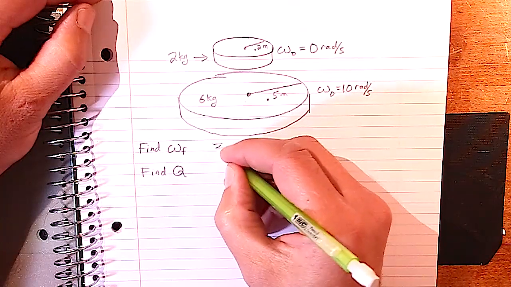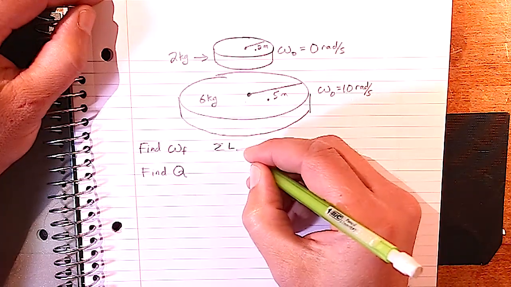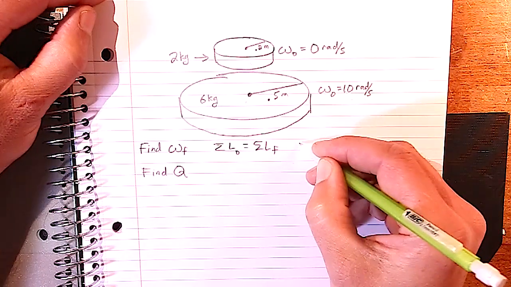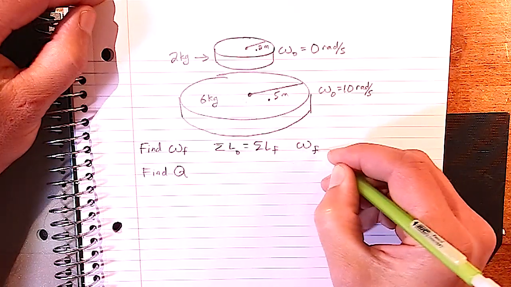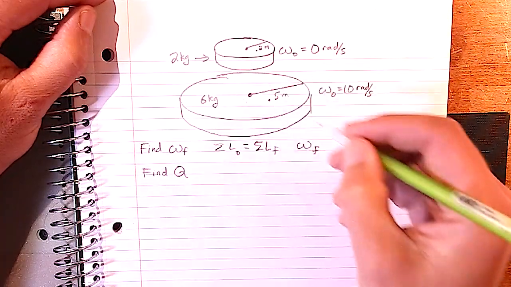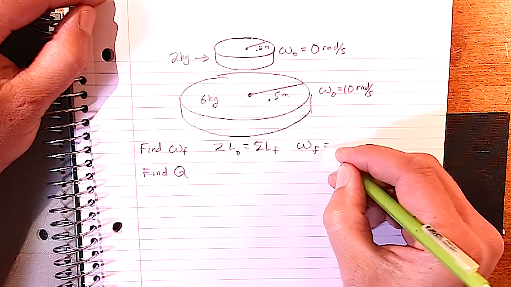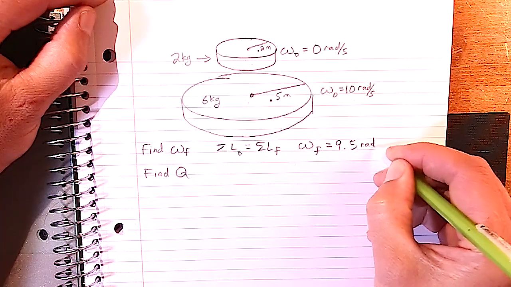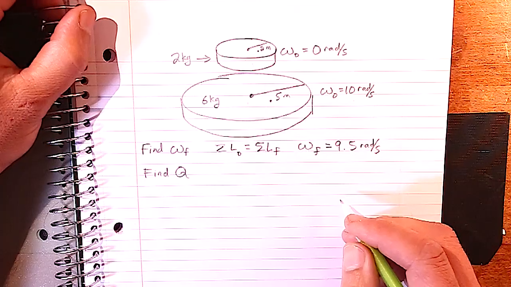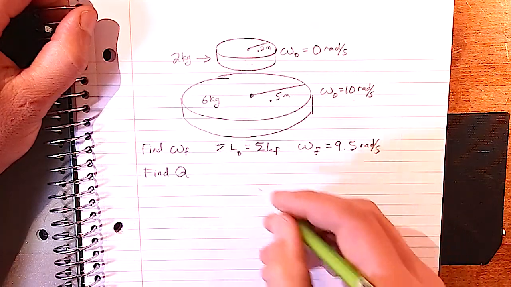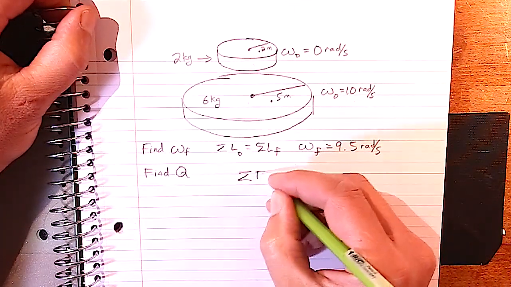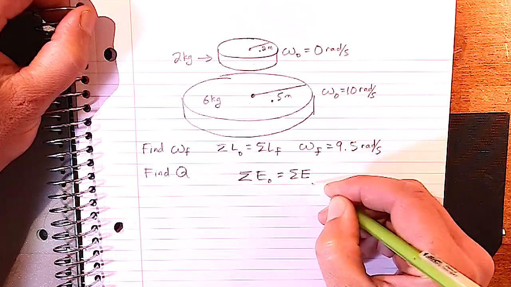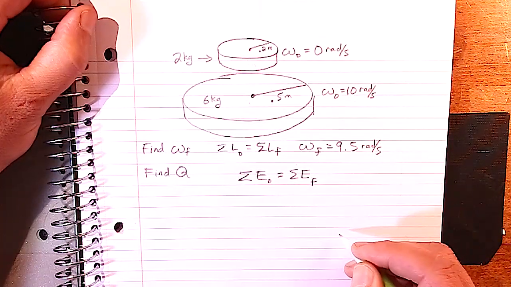But the way it worked was we did it with sum of the angular momentum initial equals sum of the angular momentum final, and we found that the omega final, and this is of the system, of the two disks once they're moving at the same angular velocity, came out to 9.5 radians per second. So how do we figure out how much heat was lost? Well, we're going to do that with conservation of energy. So that's going to be sum of the energy initial equals the sum of the energy final.